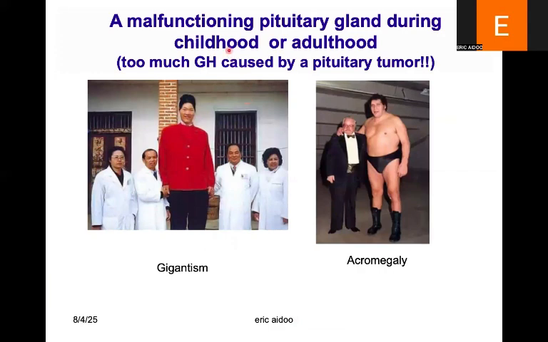If not, in childhood, if there is a pituitary tumor, it will cause gigantism. As you can see, this person is taller than others standing by. Then if it occurs in adulthood, you are going to have acromegaly, with disfigured or disproportionate facial architecture. So the jaws and the chin, you can see that they are more prominent.